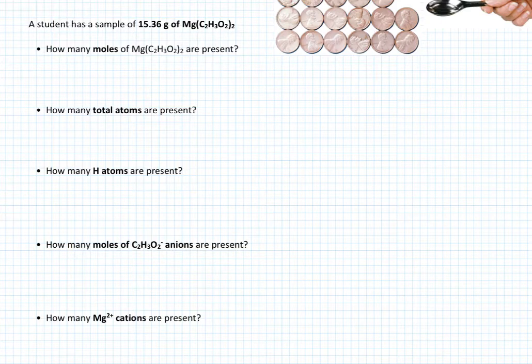And we're going to take a look at one problem. We have 15.36 grams of magnesium acetate. And acetate you may or may not have had to memorize in your class, but that is a cation. Excuse me, it's an anion. And the formula for that is C2H3O2 minus. Acetic acid is based on that.